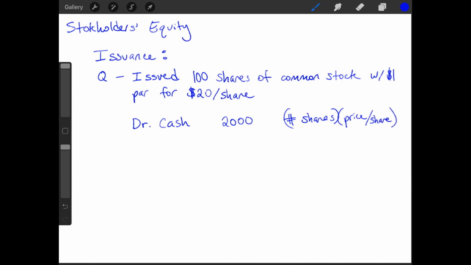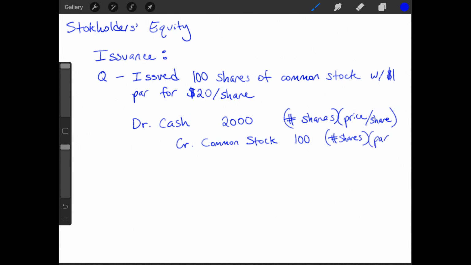The next thing I like to do is deal with the par value here. So you always credit common stock based on the amount of par times the number of shares. So in this case, it's $1 par value per share times 100 shares, so you're crediting common stock by 100.